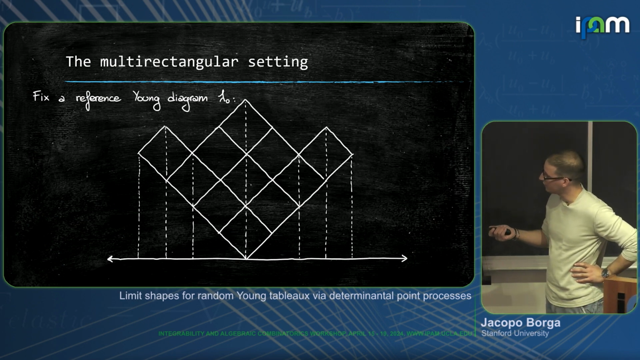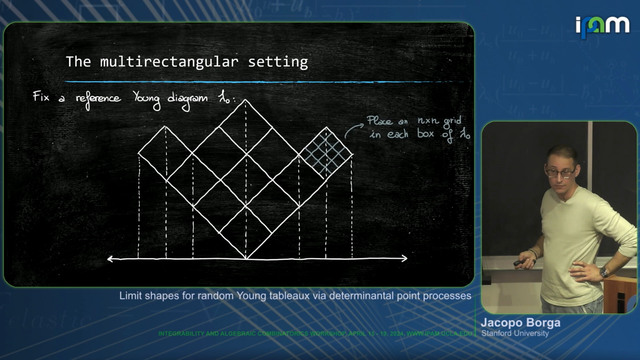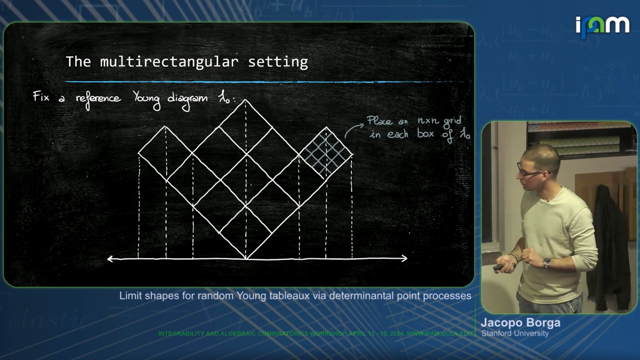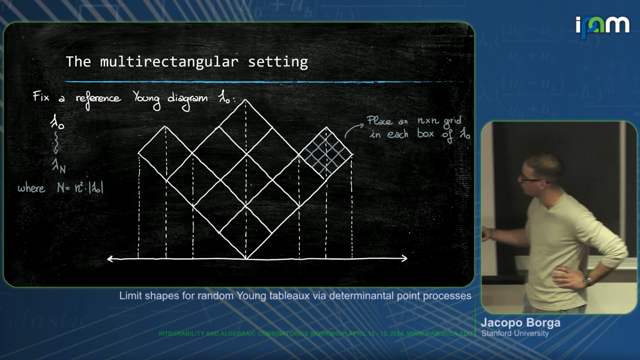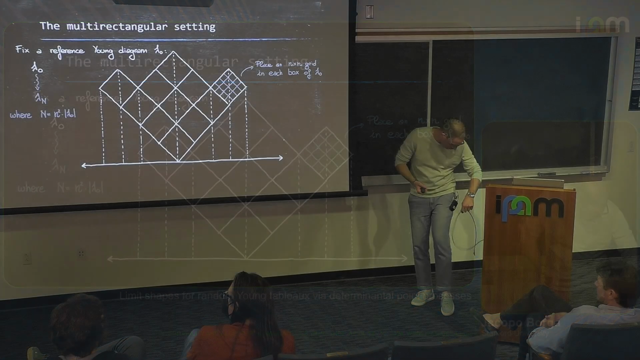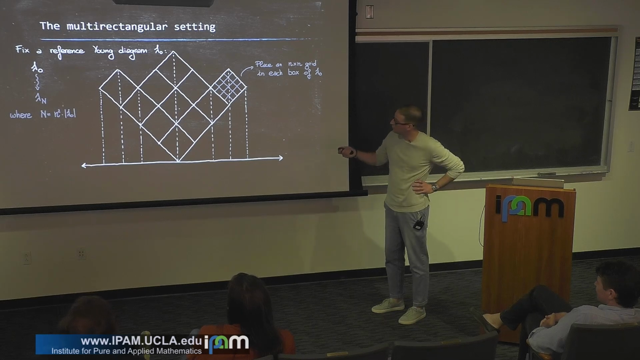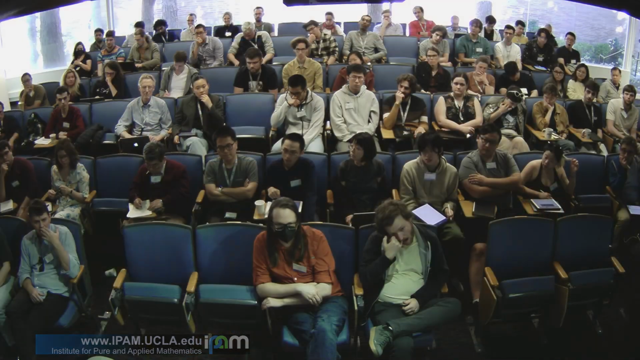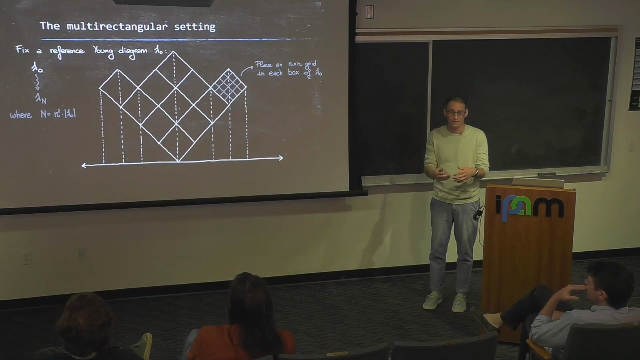Now, you call this the reference diagram lambda 0. And for every little n, you replace each box by an n by n grid of boxes. In this way, you go from lambda 0 to lambda capital N, where capital N is the size of what you get. That is, you have the number of boxes of lambda 0 times n squared. So capital N is the size of the diagram that you get after doing this operation. In some sense, if you increase little n, you increase capital N, and you're making this mesh finer and finer.